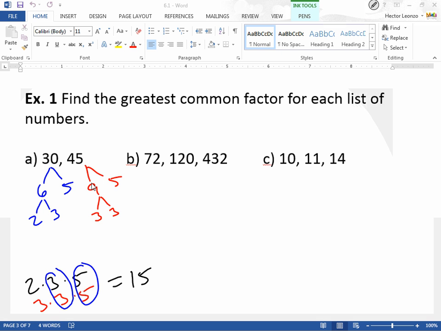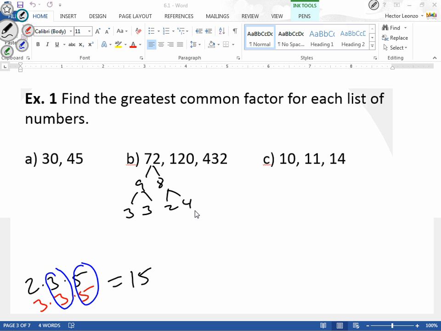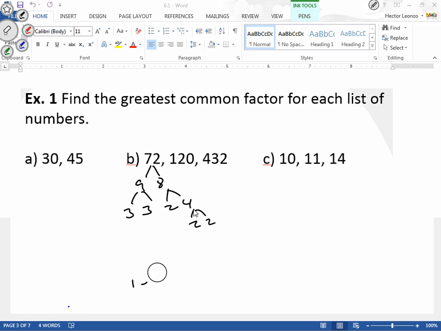All right, now let's take a look at my example B. Let me erase this for space. For 72, I'm thinking of any two numbers that multiply to equal 72. I'm going to go 9 times 8. 9, I can break as 3 times 3. And 8, I can break as 2 times 4, and then 2 times 2. Let me erase this bottom part for space. So the prime factorization of 72 is 2 times 2 times 2 times 3 times 3.